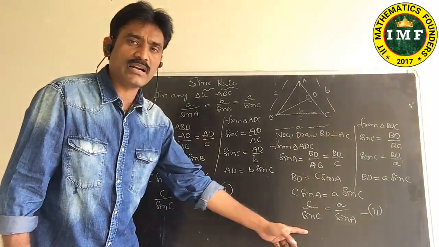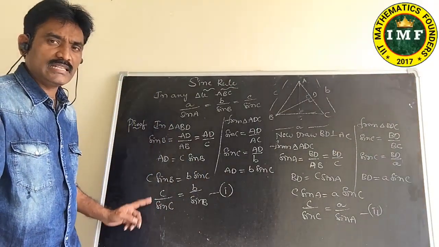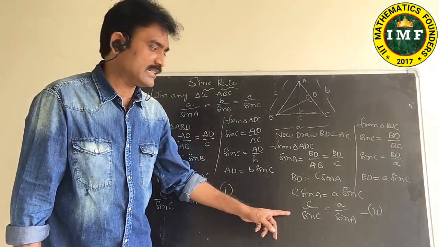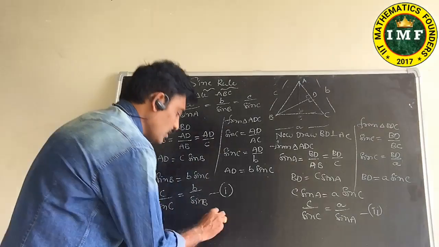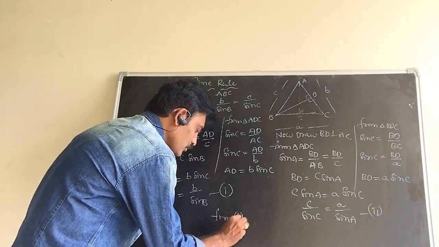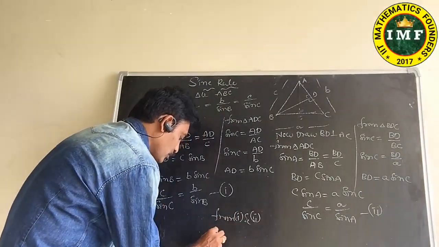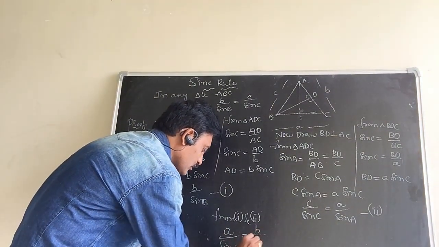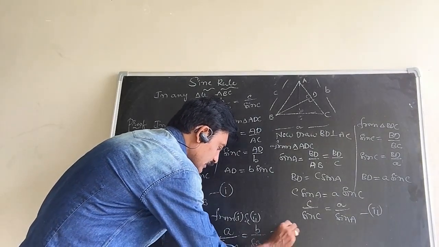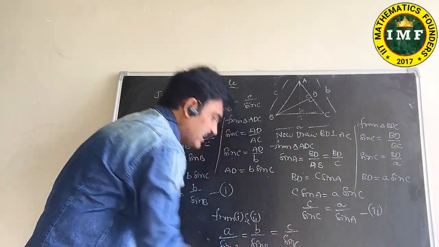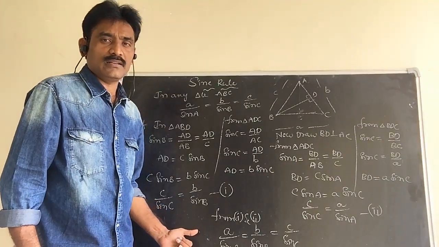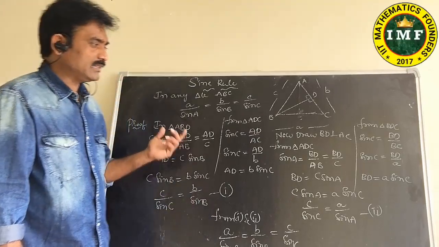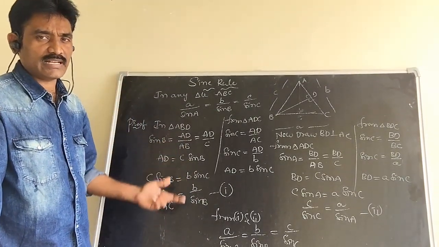From these two conditions, before we got c by sin C is equal to b by sin B. Now we got c by sin C equal to a by sin A. So from 1 and 2, we can get a by sin A is equal to b by sin B is equal to c by sin C. This is called the law of sine rule. Okay, so this is the proof of sine rule.